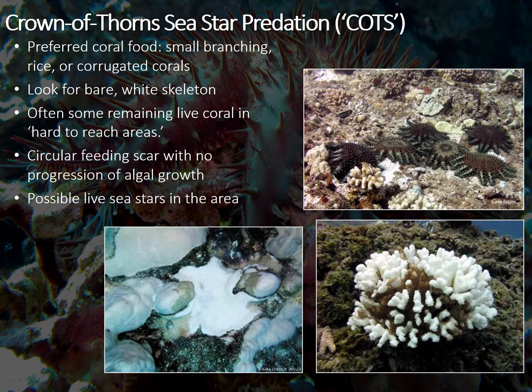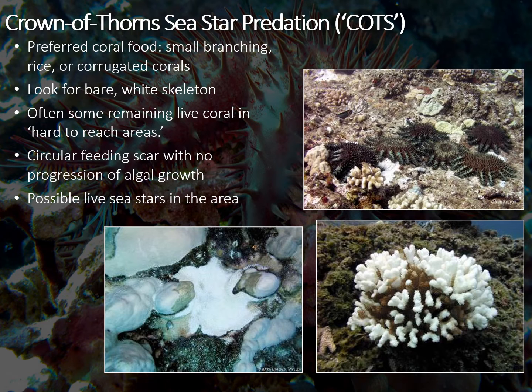In cases of crown of thorns sea star predation on corals, you may observe several distinct characteristics. Crown of thorns sea stars prefer small branching, rice, or corrugated corals, so most often predation will occur on these coral types. After predation, the coral skeleton is bare and white, often with leftover coral tissue remaining in hard-to-reach areas, like between coral branches. The scar where predation occurred will be round, similar to the shape of a crown-of-thorns sea star body.